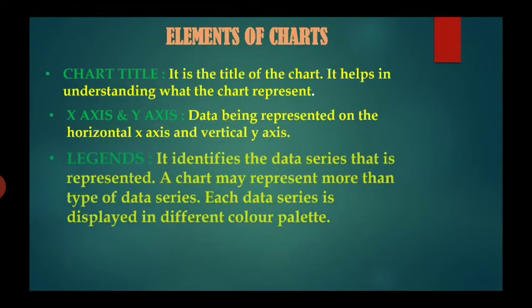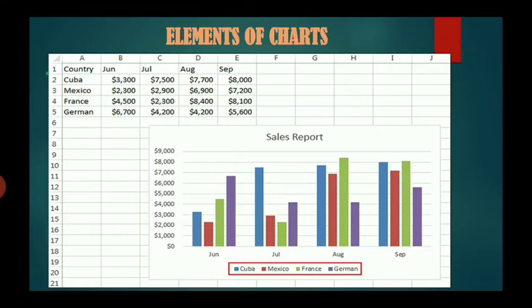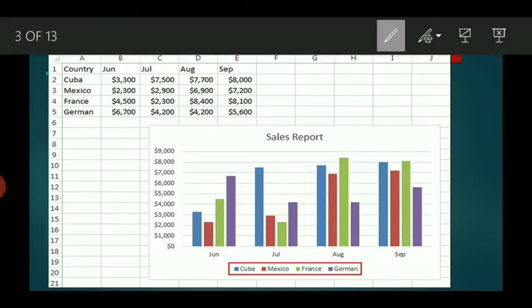The next element is legends. It identifies the data series that is represented. A chart may represent more than one type of data series, and each data series is displayed in a different color. Now if you see the picture, you can see the bottom part. This is the square box that you are seeing. This is the legend, and in this legend it tells us what each color represents.